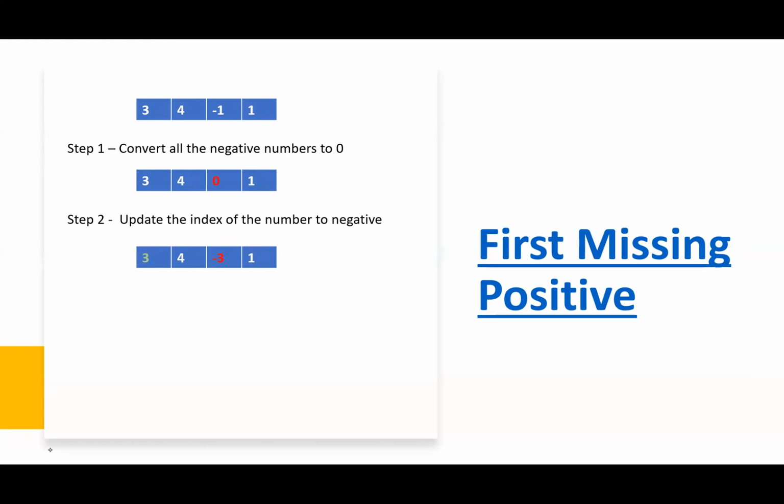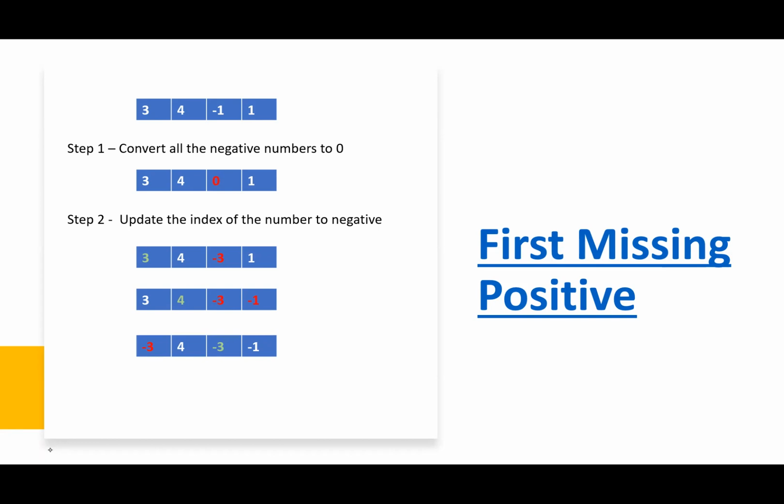Now in a similar way, we will go through the second element, which is 4. For 4, we have to find the fourth element. The first element is 3, the second element is 4, the third element is -3, and the fourth element is 1. So we will update the 1 to -1, which is the fourth element of the array.